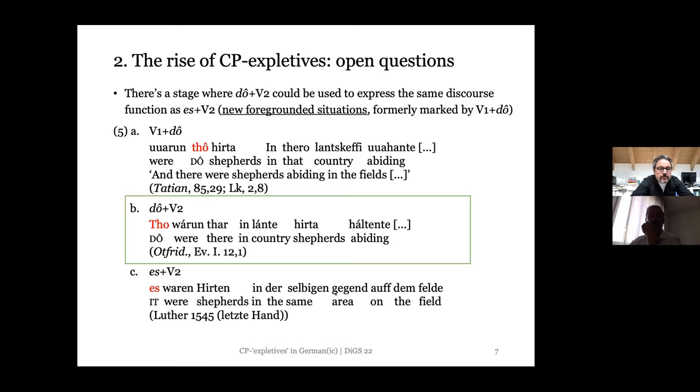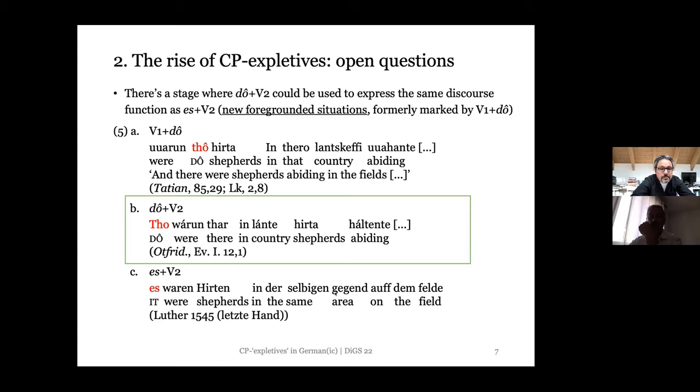However, with the consolidation of verb second order, do could also assume this function when placed in pre-finite position, as shown in 5b. And crucially, as can be seen from 5c, this is basically the same function expressed later on by the CP expletive S. And this lends further support to the idea that do was actually the Old High German precursor of S as a filler of the specifier of CP.